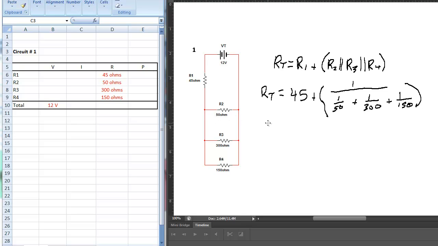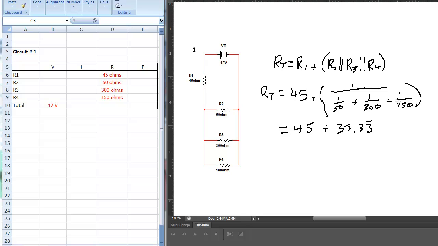So if we're working through this, and I'm not going to do every minor calculation here, we know this is going to be 45 ohms plus, and this happens to be 33.33 repeat ohms. That's what this section works out to.